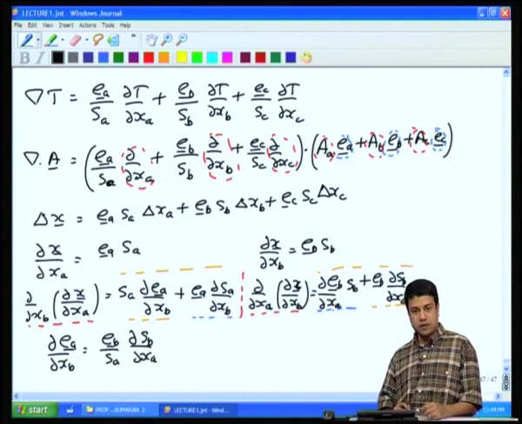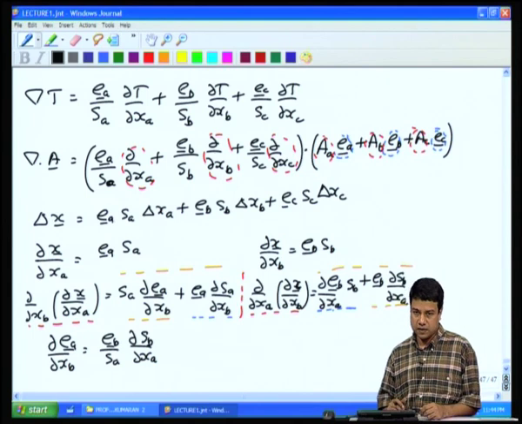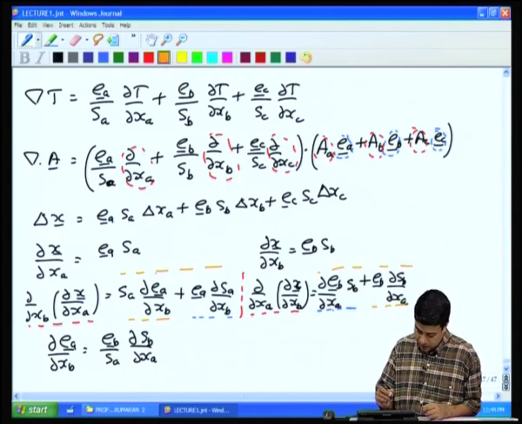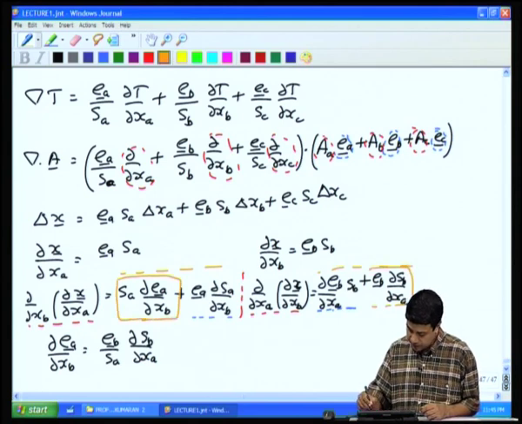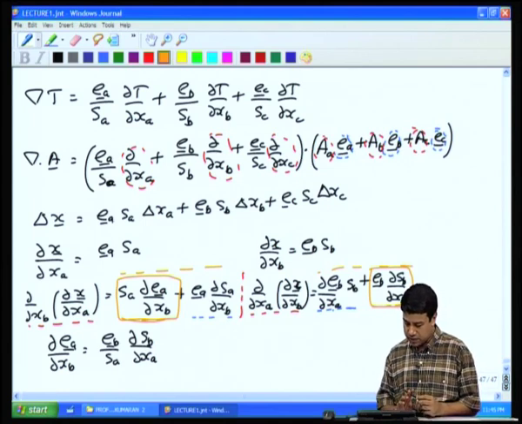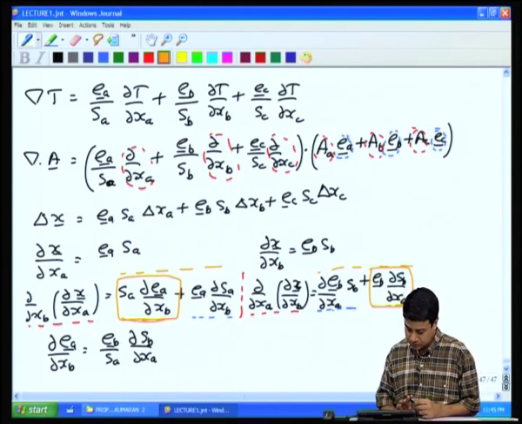Okay. So, if I know what the scale factors are, then I automatically know what the derivatives of the unit vectors are. Okay. So, this one I got by equating this term with this term, because I know that this term cannot be equal to the first term on the right hand side, because E A and E B are perpendicular to each other. Okay. So, this gives me a relation for the derivatives of the unit vectors with respect to position.